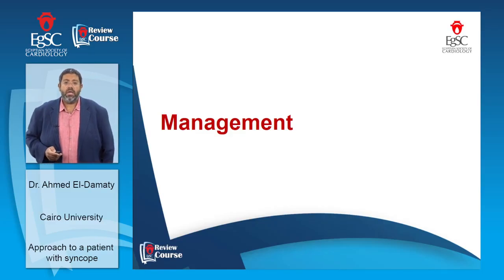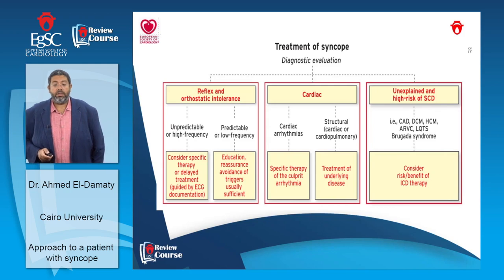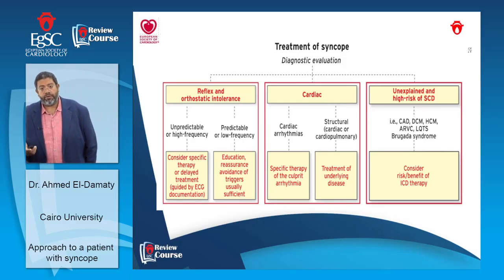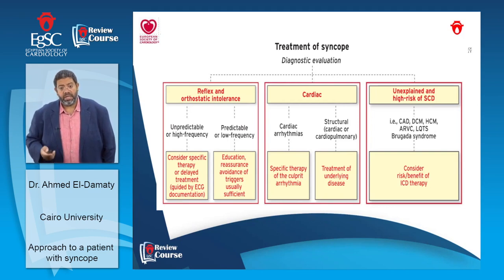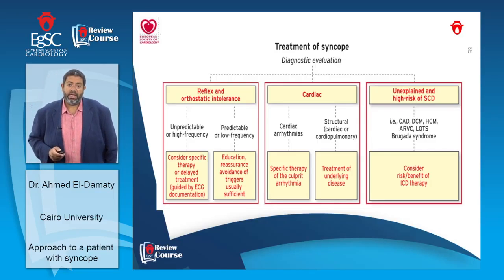So we have gone through the diagnostic workup and we have talked about the management of some particular situations. In the next few slides, we're going to elaborate more on the management of particular clinical scenarios. Treatment of syncope obviously depends on the etiology. If you are dealing with reflex and orthostatic intolerance, you need to categorize your patient by whether his syncope is of high frequency and unpredictable versus low frequency and predictable. In low frequency, predictable syncope, you can educate, reassure, and avoid the triggers. But if the syncope is unpredictable or occurring with high frequency, you really need specific therapy, whether it's a medication or a pacemaker that needs to be offered to the patient.